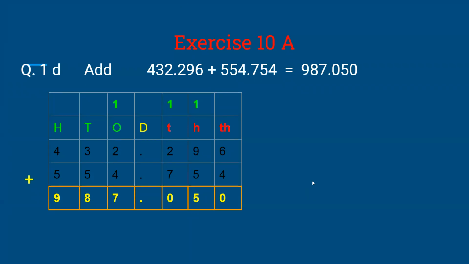I have written here, denoted with the green ink, ones, tens, hundreds, the whole numbers. Then D represents decimal. The decimal point, that is the dot, we are writing. After the decimal, the first place is tenths, then hundredths, then thousandths. So we will write these numbers according to their place value.